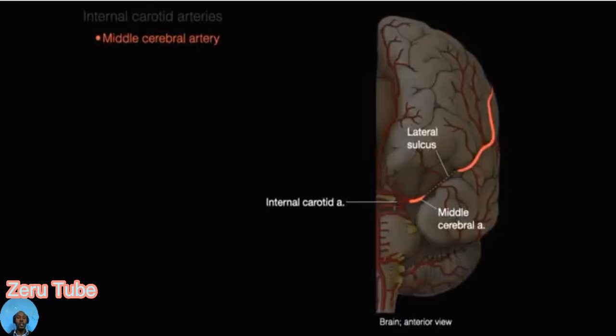So this middle cerebral artery, the middle cerebral artery is found with the lateral sulcus. If you flap the lateral sulcus, you can get the middle cerebral artery. So after it branched from the internal carotid artery, it goes to the lateral sulcus of the brain.